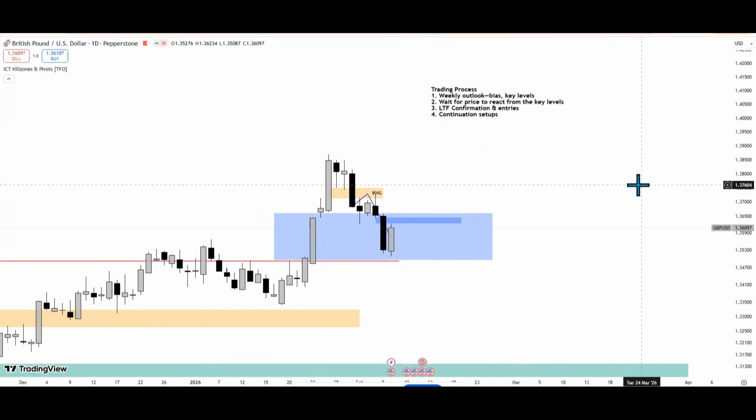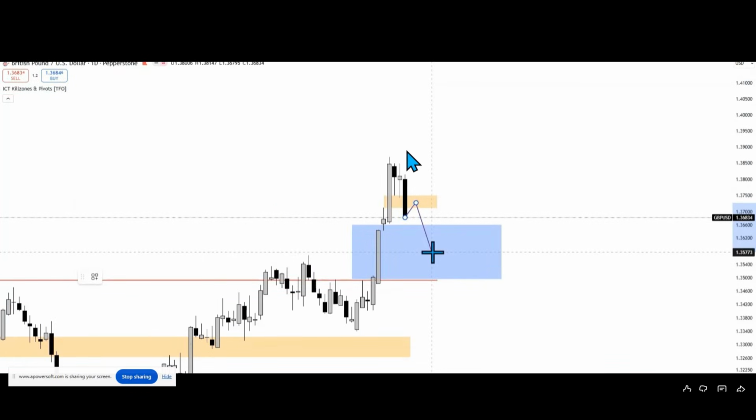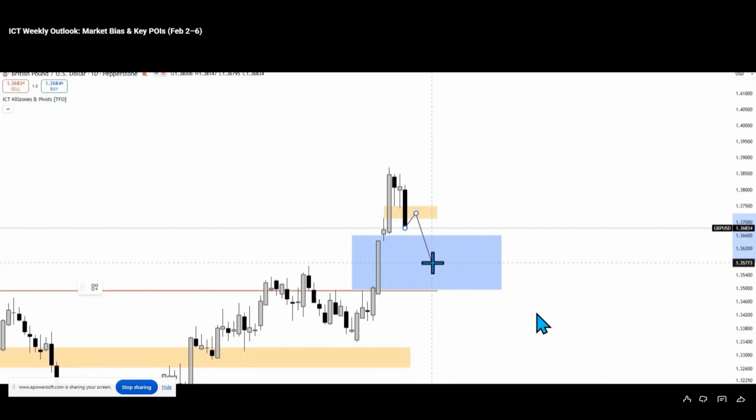And now that that is clear, I want us to now look at the price action this week and I show you how I approached the market. So I want us to start with GBPUSD. So this is this week's price action weekly outlook.